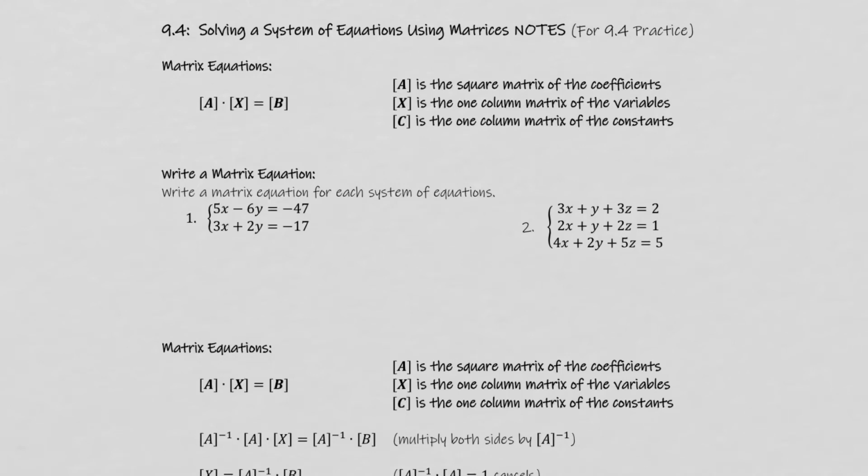Okay, there is a typo here. Over here where it's saying A, X, and this is supposed to be a B. So we have matrix A, matrix X, and matrix B.